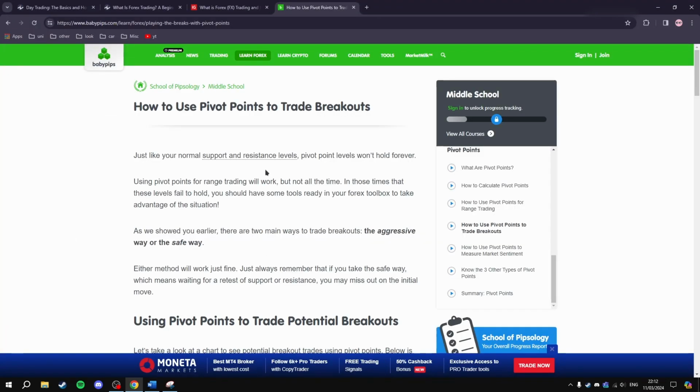Just like your normal support or resistance levels, pivot point levels won't hold forever. Using pivot points for range trading will work, but not all the time. In those times that these levels fail to hold, you should have some tools ready in your Forex toolbox to take advantage of the situation.